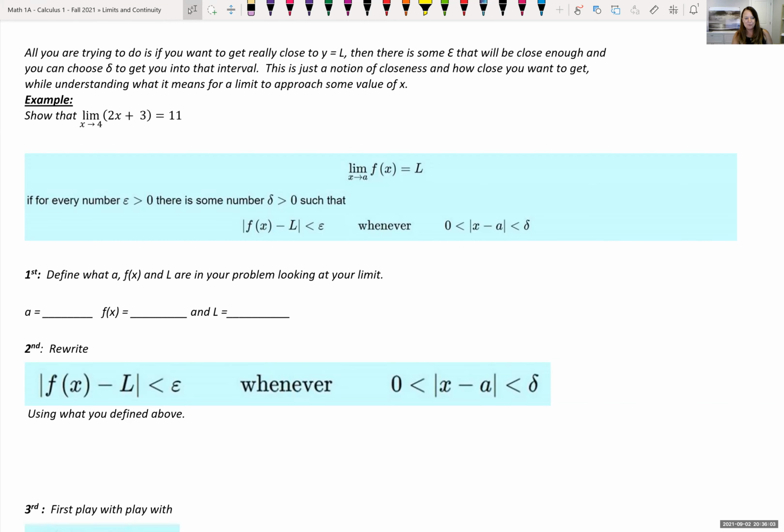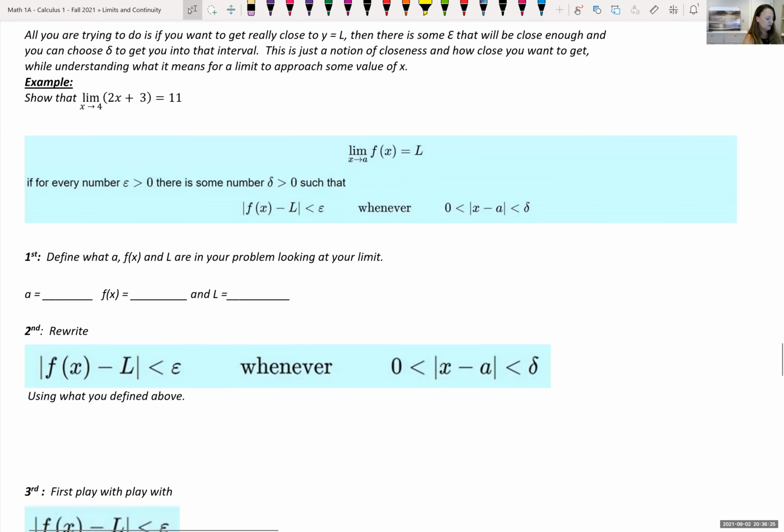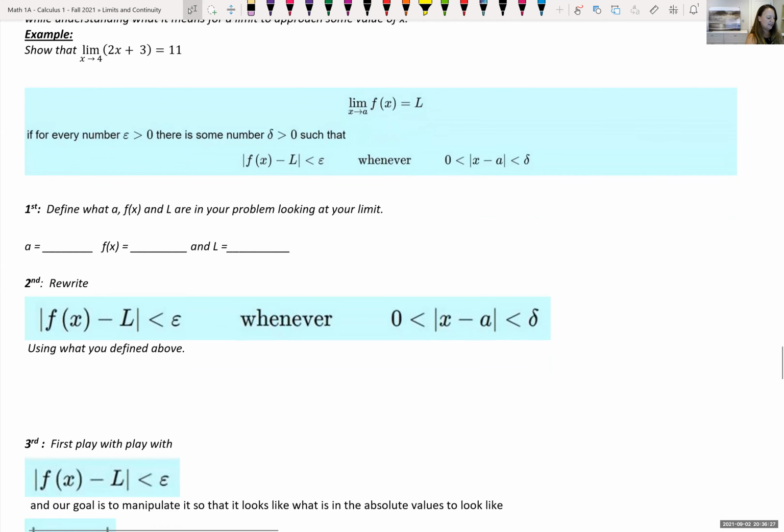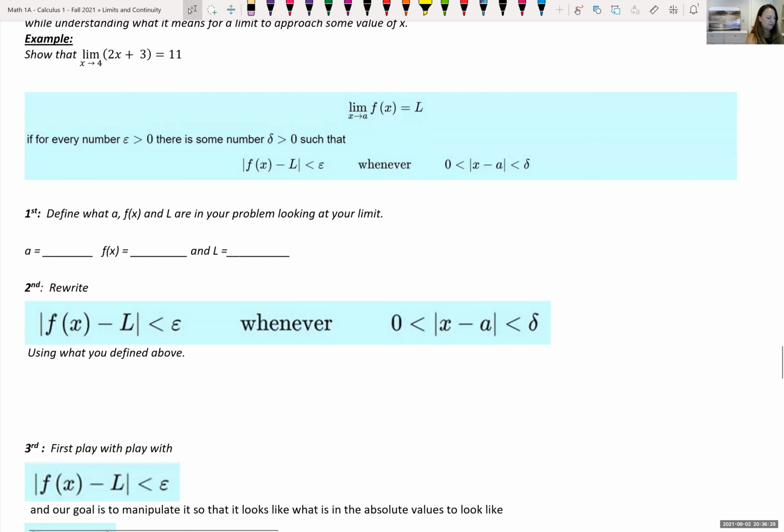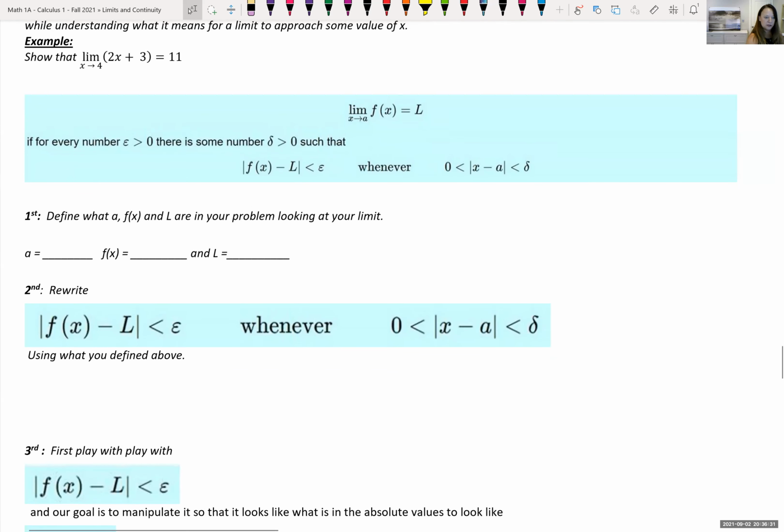So all those examples that we just went through were to work us up so that we could do this for any problem. And so I'm going to walk you through the steps on how to do this. First example, and the linear functions are a little easier than functions that aren't linear, but show that the limit as x approaches 4 of 2x plus 3 is equal to 11.